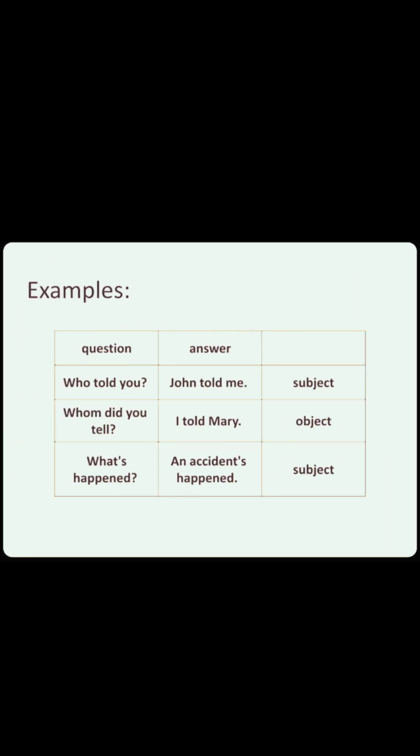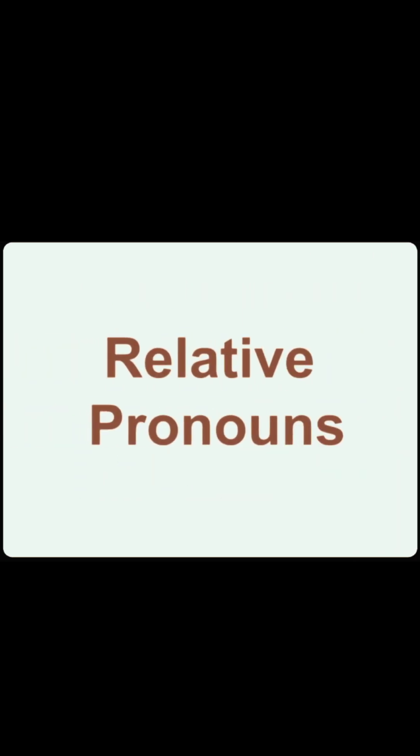Examples. Question: who told you? Answer: John told me. As a subject we have used who. Whom did you tell? I told Mary. Object. What happened? An accident happened. Here what is used as a subject.